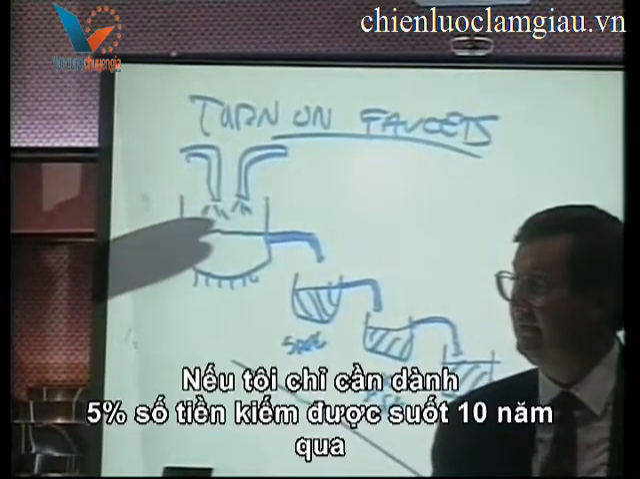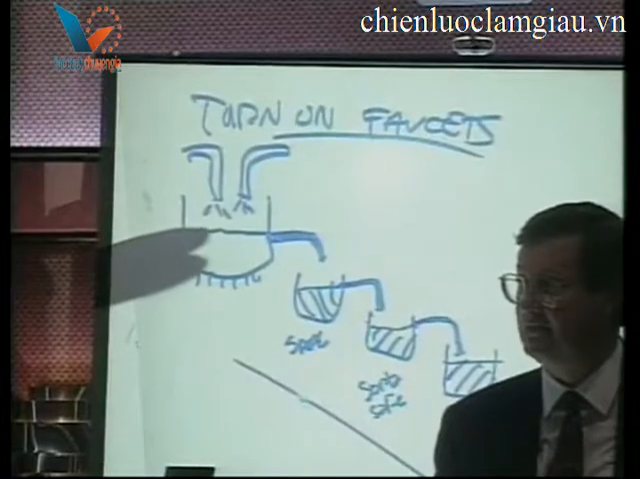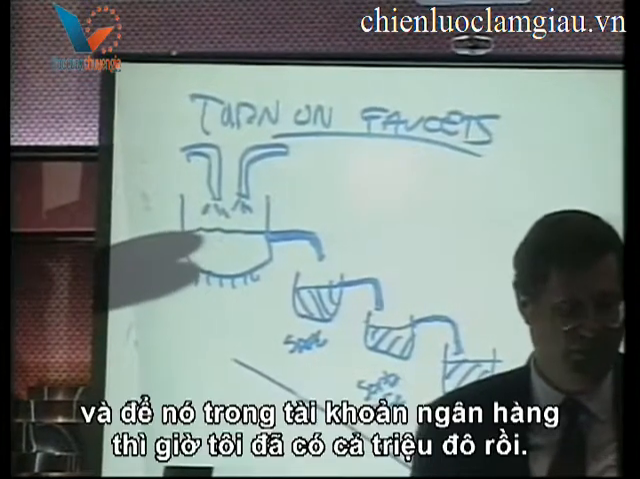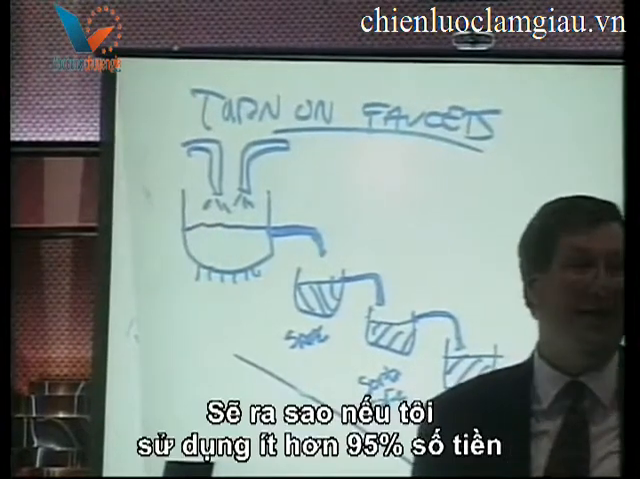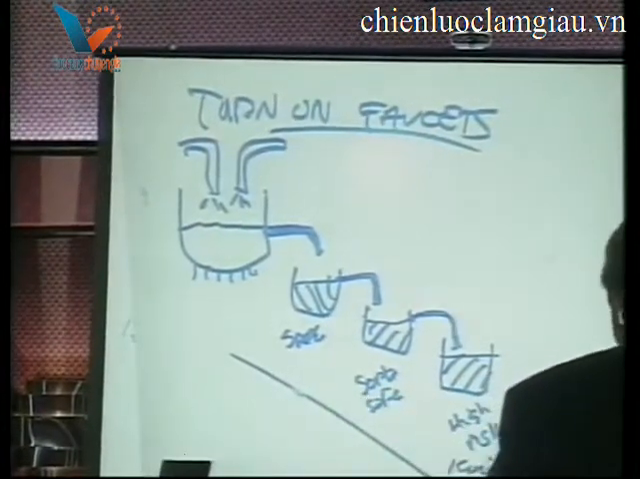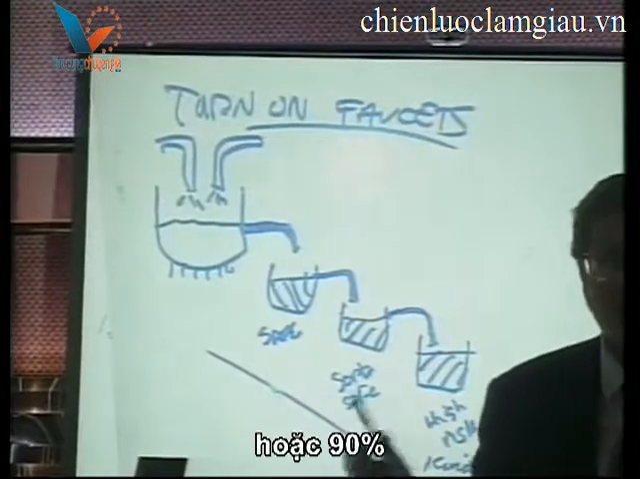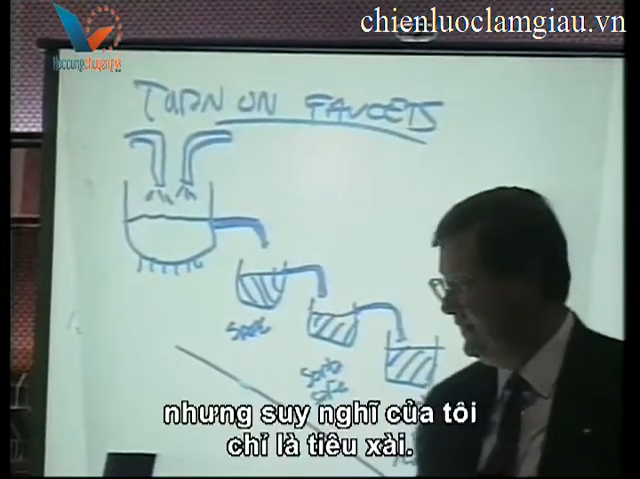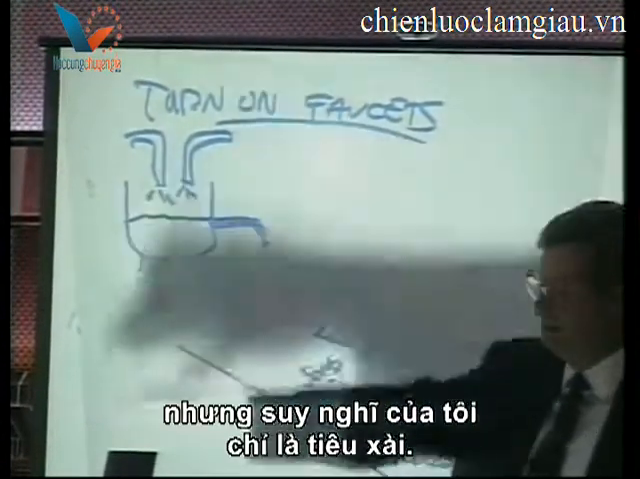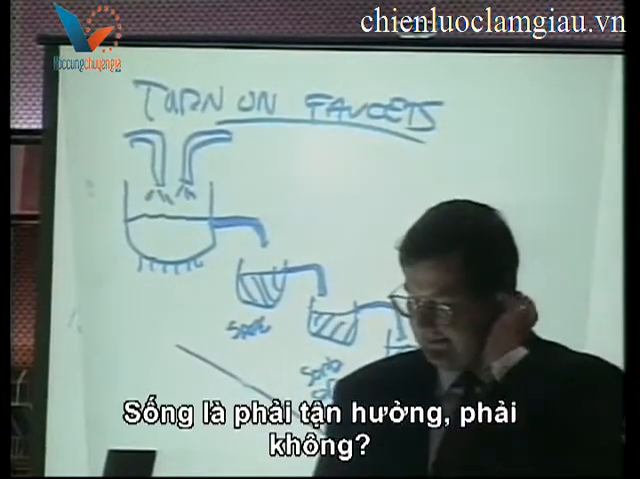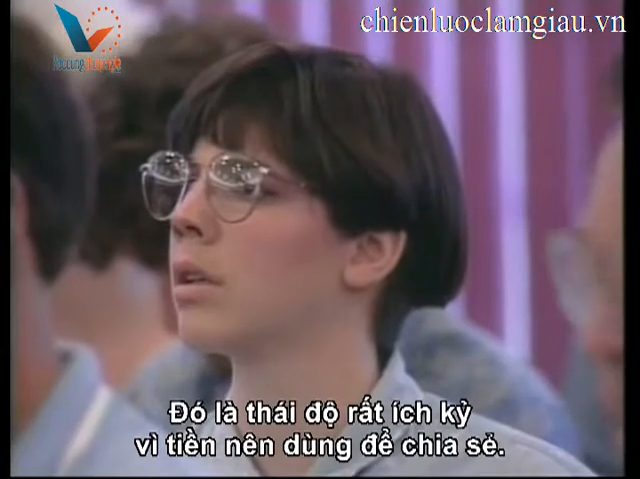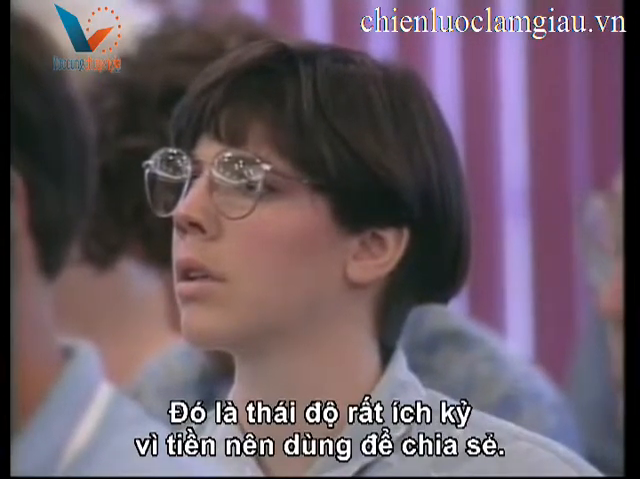Boy, of all the money that flowed through my fingers in the last 10 years, if I'd just taken 5% of it and put it somewhere, there'd be a bank account with millions of dollars in it. Couldn't I have got by on 95%? Could I have got by on 90%? Yeah. Well, my attitude was just, spend it. Let's have fun. Life's to be lived, right? But that's a very selfish attitude because money is to be shared.